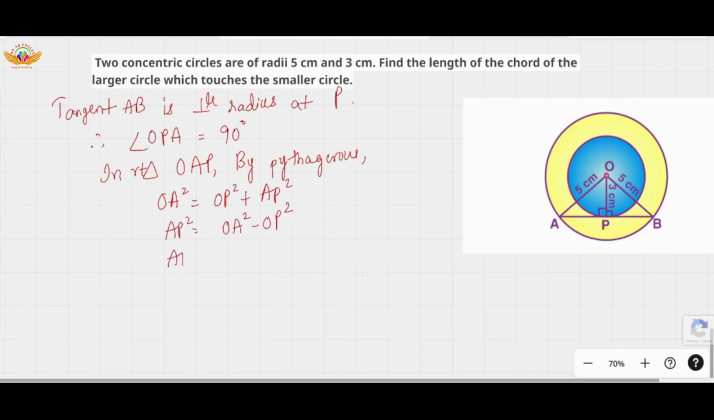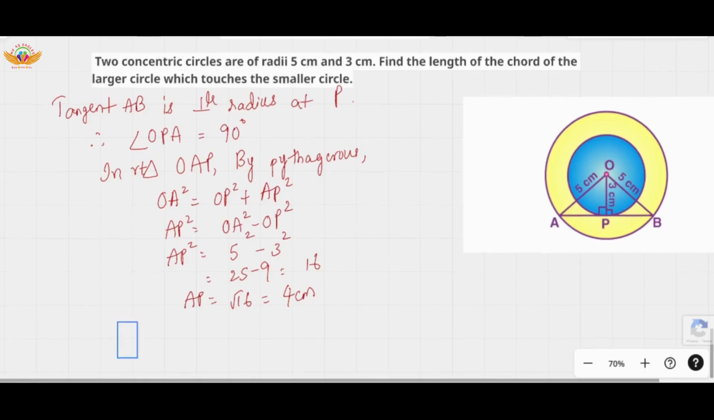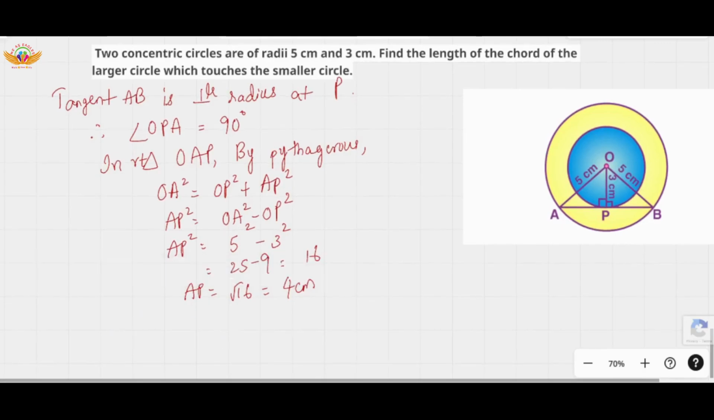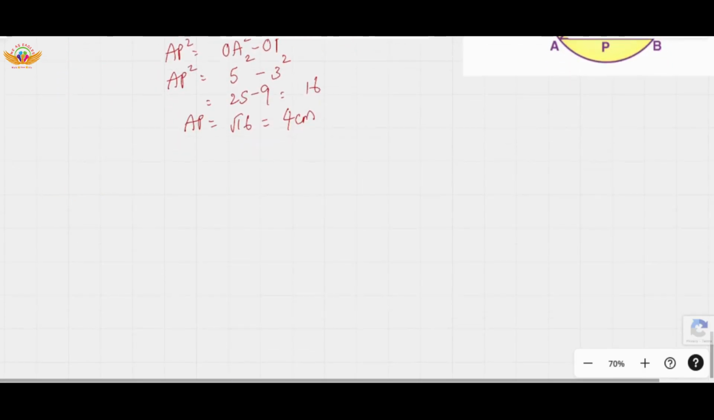So AP square will be equal to, I know OA is 5, 5 square. I know OP is 3, 3 square. 25 minus 9 is equal to 16. So AP will be equal to root 16, that is 4 centimeters. So yes, we got 4 centimeters, but what they have been asking us is the length of the chord.